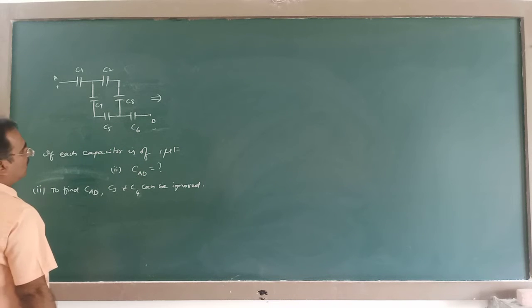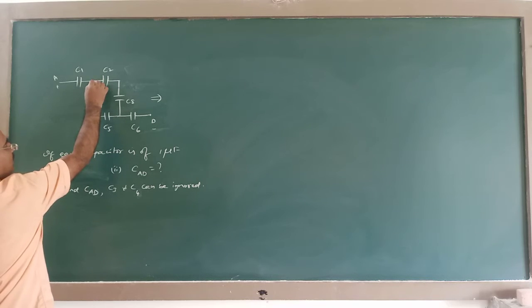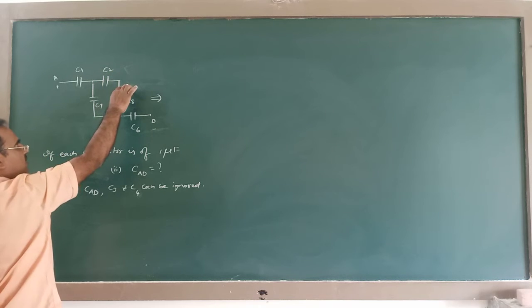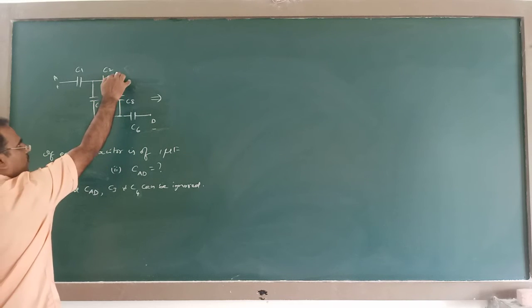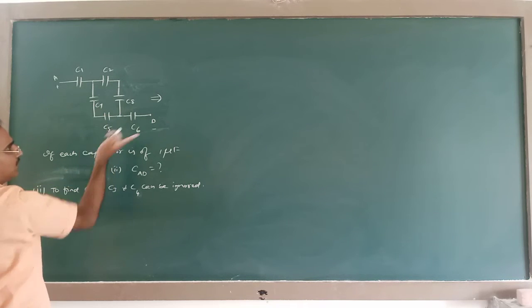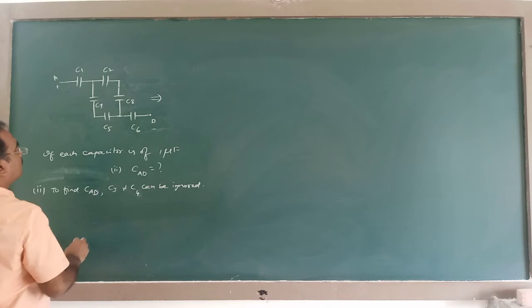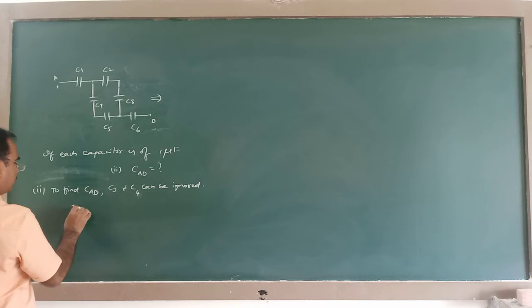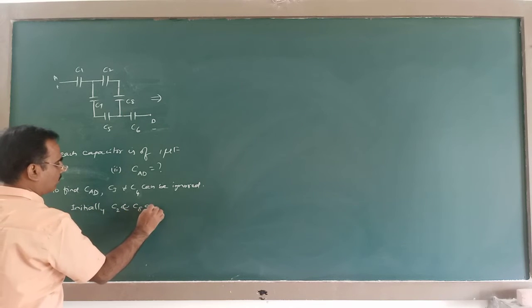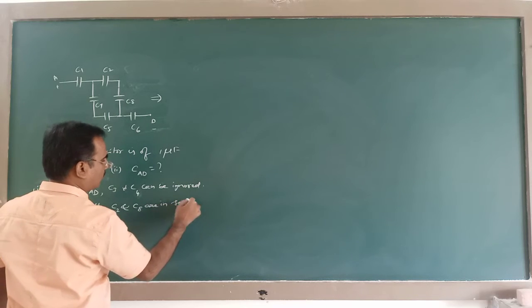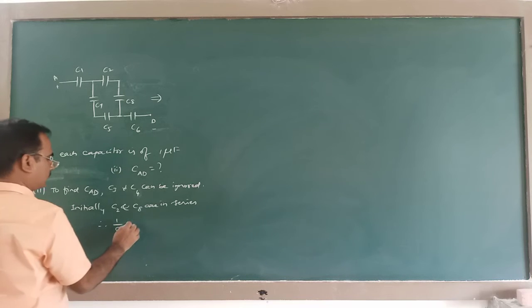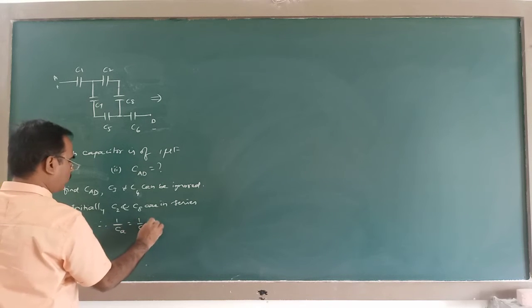So if you identify the junctions, this is one junction, this is another junction. So between these 2 points, these 2 capacitors are in series, these 2 are also in series. So first you find the effective capacitance here and also effective capacitance here. Both are in parallel and then in series. So initially C2 and C8 are in series. Therefore 1 by CA becomes 1 by C2 plus 1 by C8.